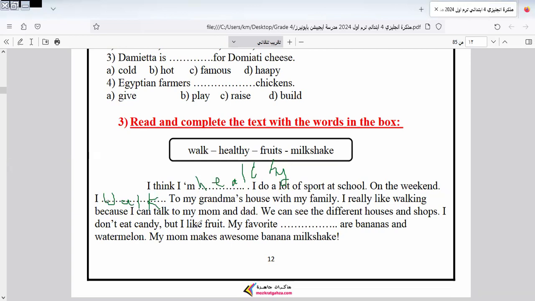I don't eat candy, but I like fruit. My favorite fruits are bananas. So here it is "fruits", because bananas are from fruits. So here it will be "my favorite fruits", so I put fruits here. Okay, let's go to another one. I think now with the exercise, it will be easy, and if you come to the exam, you can answer it in an easy way.